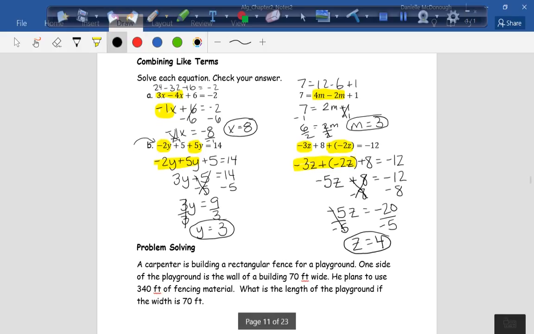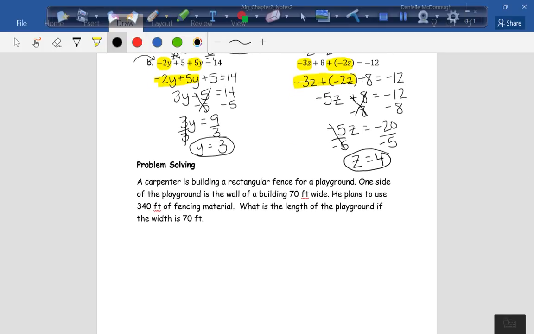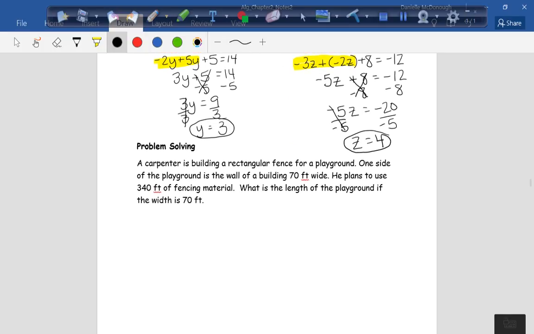So you have to combine your like terms on each side and then solve your two-step equation. So here's a problem solving. It says a carpenter is building a rectangular fence for a playground. One side of the playground is the wall of a building 70 feet wide. He plans to use 340 feet of fencing material. What is the length of the playground if the width is 70 feet?